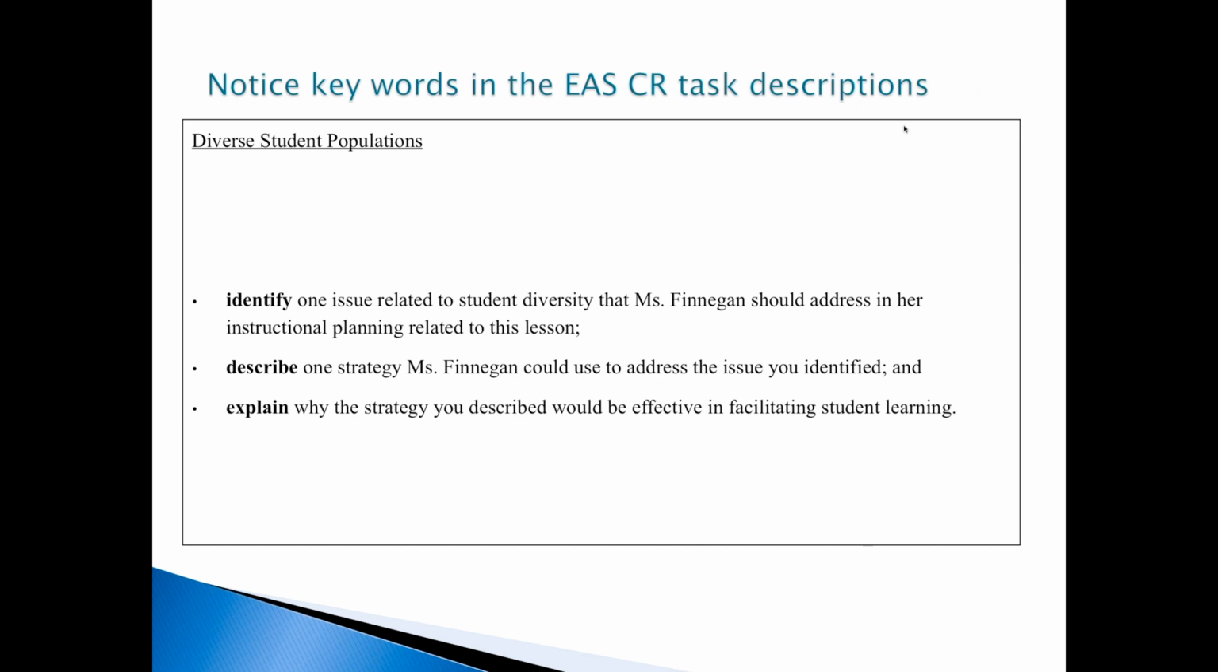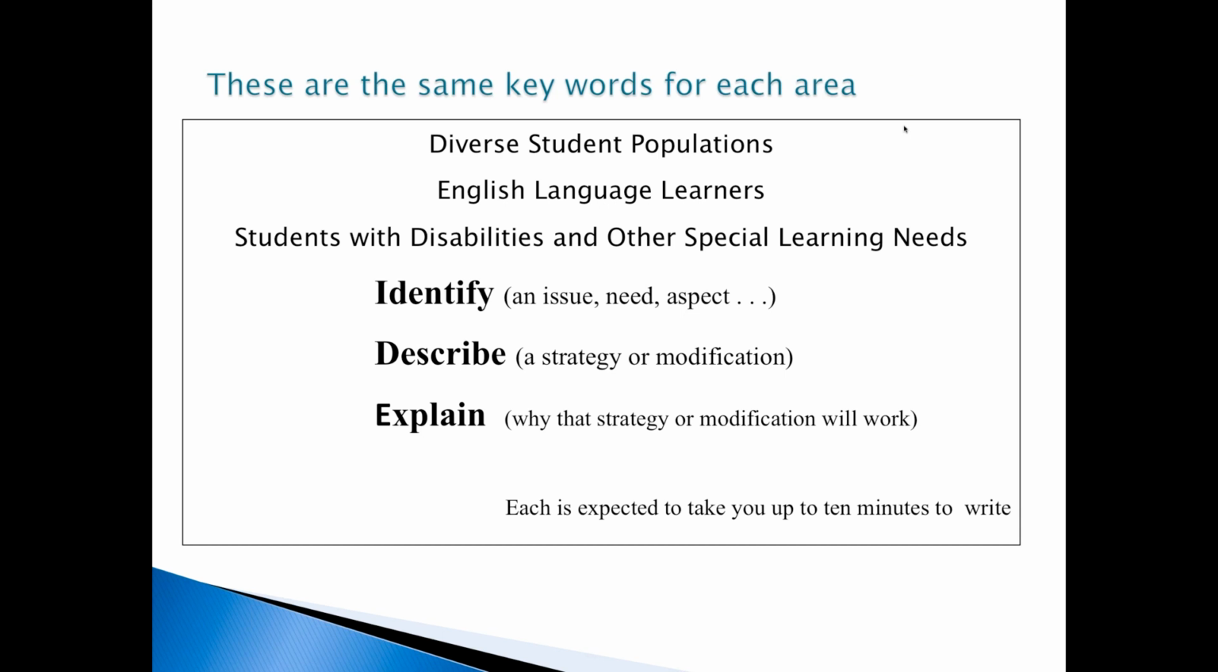Here are the keywords, and always look for keywords when you're looking at task descriptions. Identify, describe, and explain. They're the same keywords for each area. There are 5 areas on the EAS, but only 3 of them are tested through writing. The 3 that are tested through writing are the 3 here: diverse student populations, English language learners, students with disabilities, and other special learning needs.